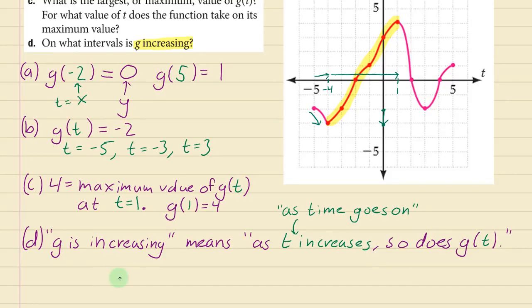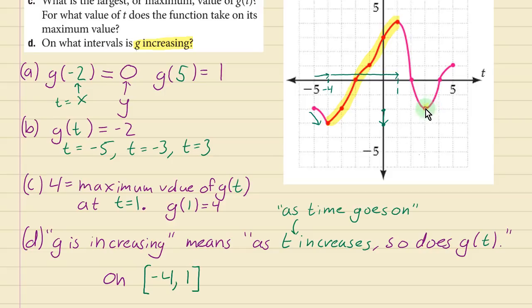And you can say at an interval or on an interval. So it's increasing on that interval from t equals -4 up to t equals 1. And then here, the function values start going down again as you go from left to right. So it's decreasing. It's a decreasing function there.